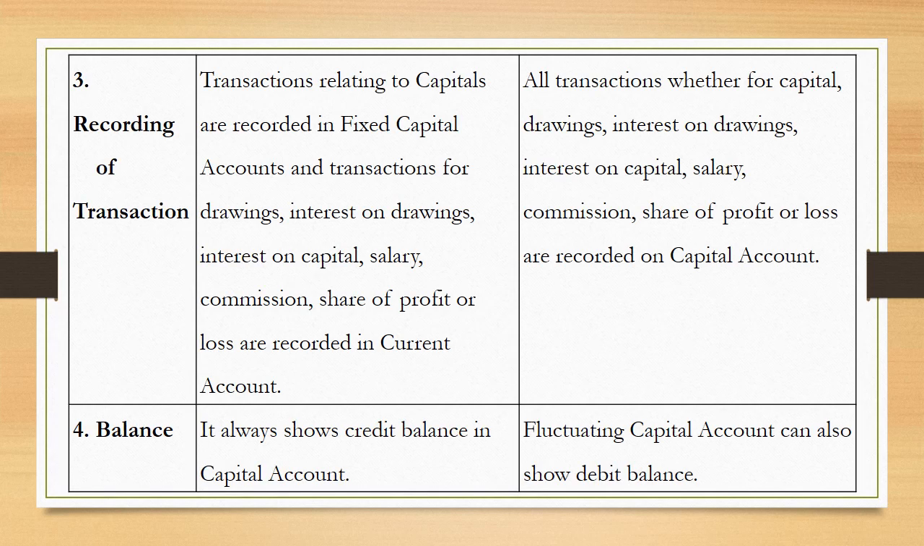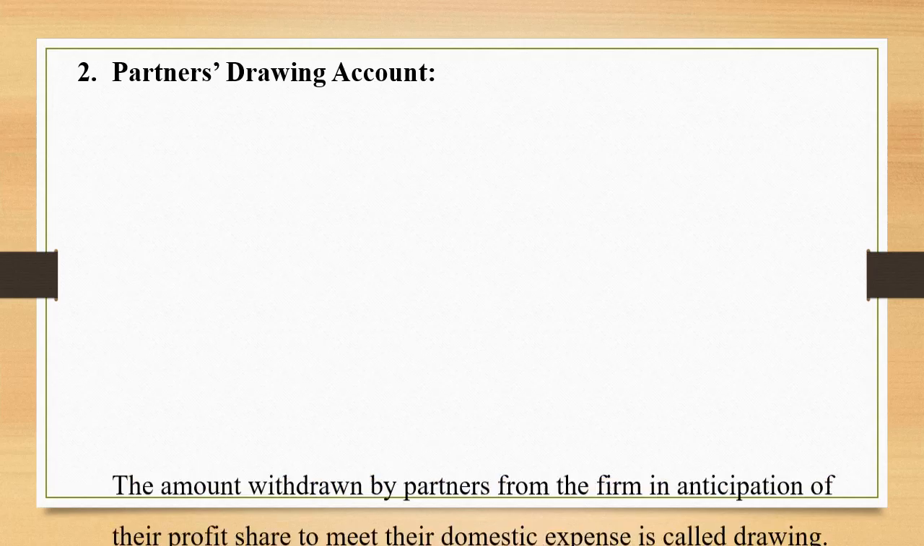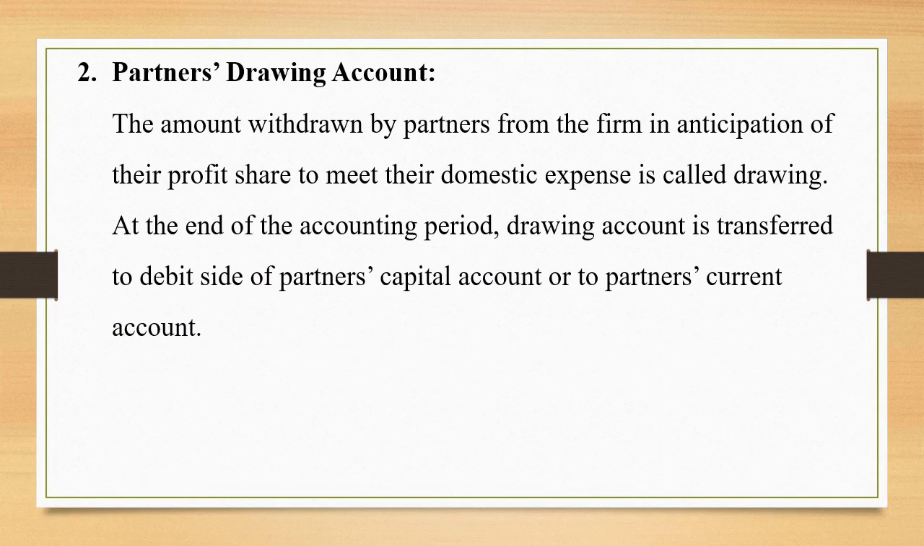What is the balance shown? Fixed capital account will always show a credit balance, whereas fluctuating capital account can show a debit balance or a credit balance. Partners' drawings account. The amount withdrawn by partners from the firm in anticipation of their profit share to meet their domestic expense is called drawing. At the end of the accounting period, drawing account is transferred to the debit side of partner's capital account or to partner's current account. If it is a fixed capital method, we transfer to current account, and under fluctuating capital method, we transfer to capital account.